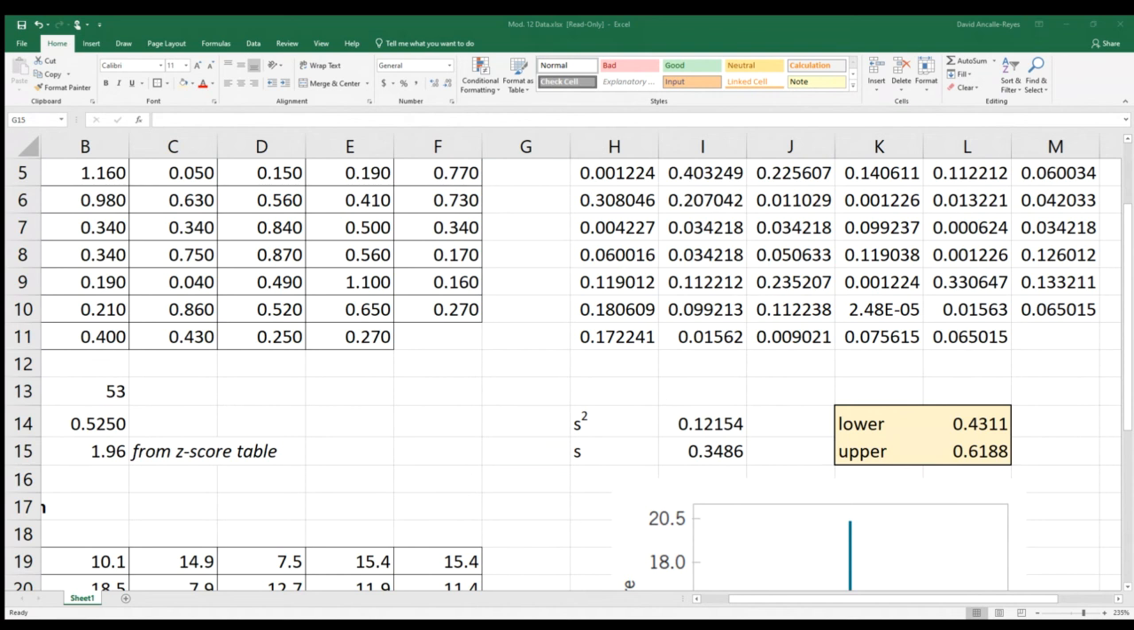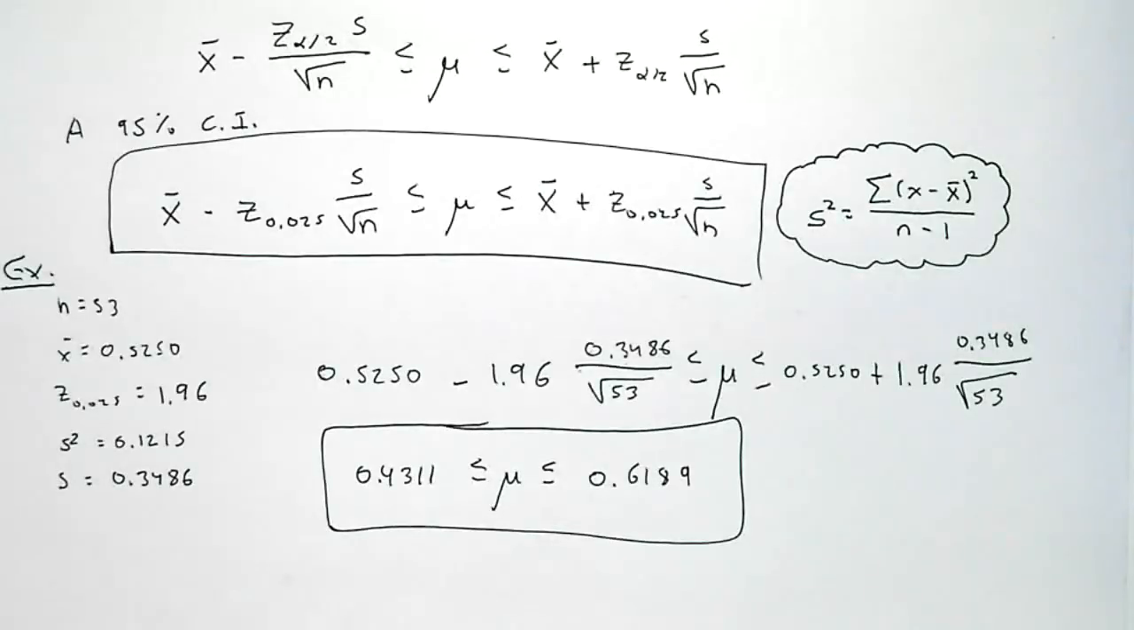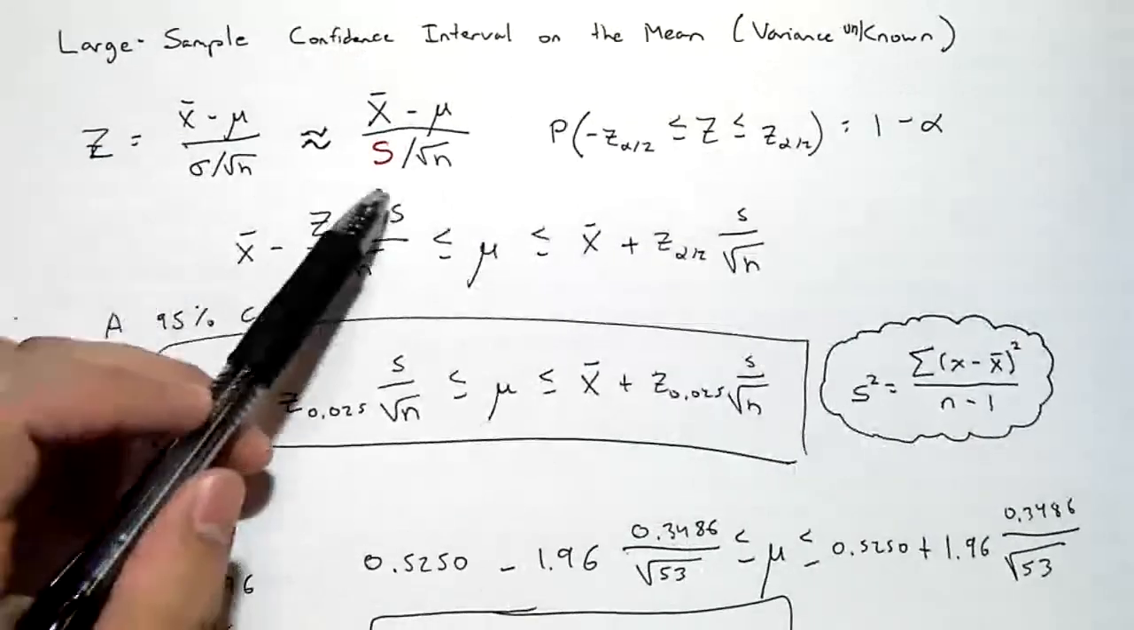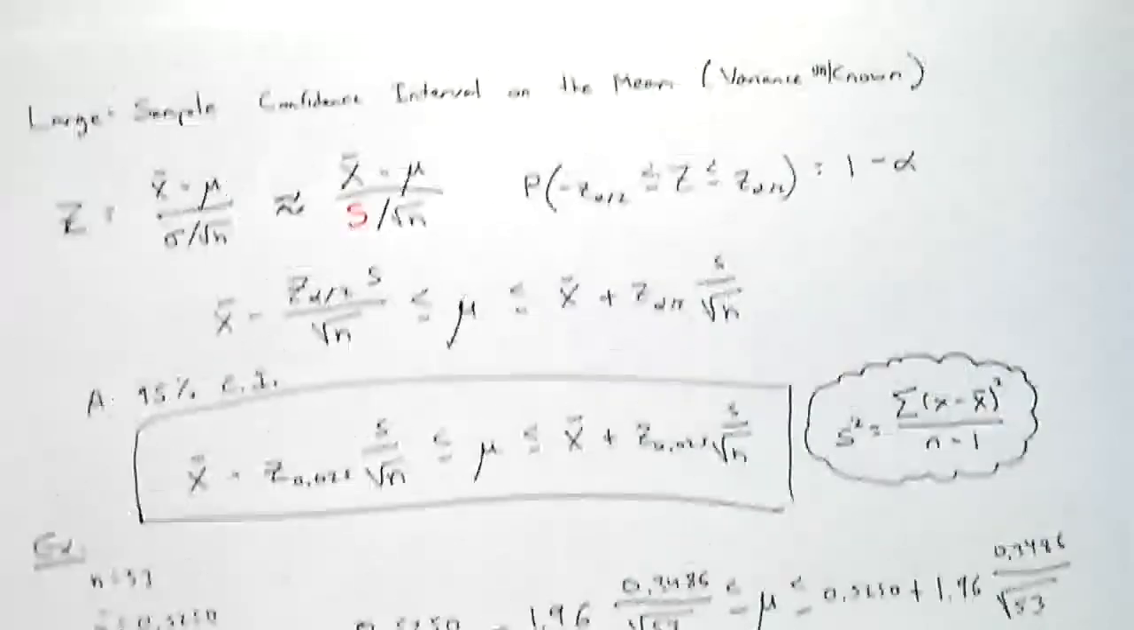Let's move forward. With this example, we showed how to get a confidence interval if our sample is very large. Because if our sample is very large, we can assume that the variance and the sample variance are very close to each other, which means we can replace the variance with my sample variance.